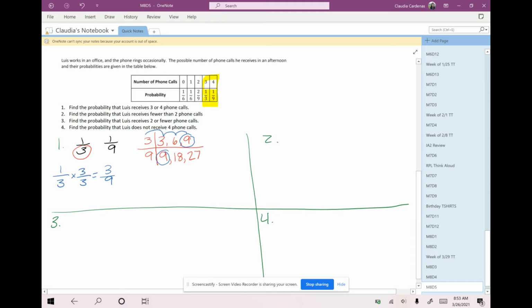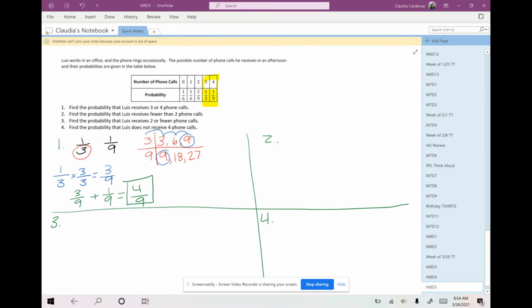And so now, because these have the same denominators, we can add them together. And so I know 3/9 plus 1/9 equals 4/9. Perfect. So the probability that Luis receives 3 or 4 phone calls is 4 out of 9. Now, again, we can convert this to a decimal, we can convert this to a percent, but since the situation has given us all fractions, I'm going to leave them as fractions for today.